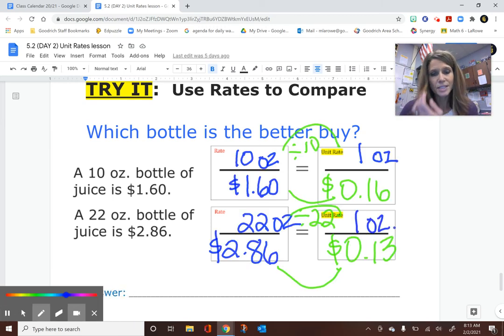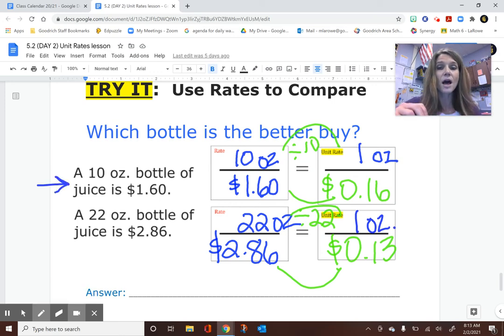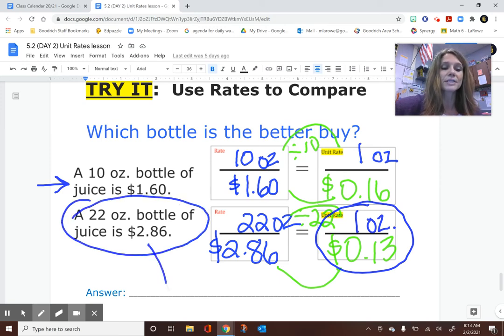So you can see that the first thing I did was write a rate for each of the different bottle options. 10 ounces is a little bit smaller, but it's a little bit cheaper in price. So 10 ounces for $1.60 ends up being 1 ounce is 16 cents. So 16 cents per ounce for this bottle option. A bigger bottle is going to cost more money, but when we break down the unit rate, we actually find that it's only 13 cents per ounce here. So because the bigger size ends up being cheaper per ounce, this would actually be the better deal.